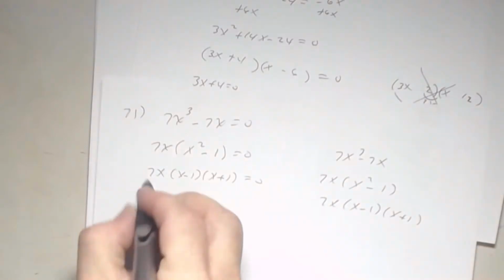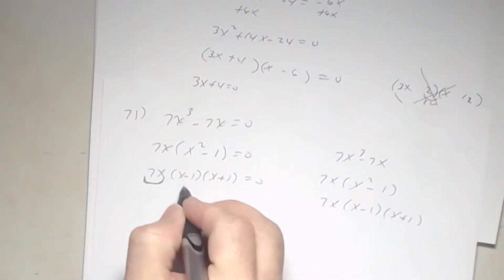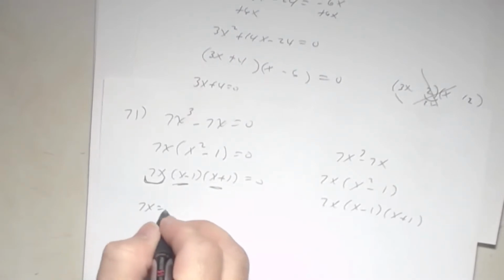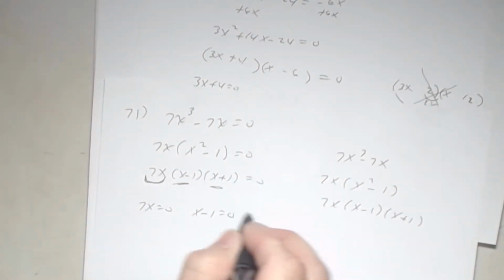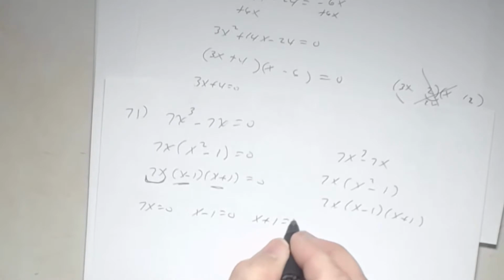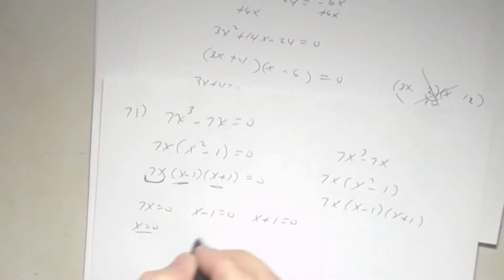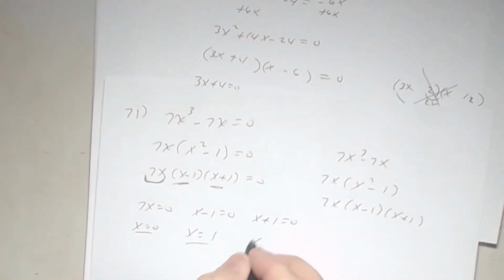Now what are you going to do with this right here? Zero factor property. It says set each factor equal to 0. So you can think of this 7x as one factor, and you have this x minus 1 and this x plus 1. So you have 7x equals 0, x minus 1 equals 0, and x plus 1 equals 0. So x equals 0 on the first one, x equals 1, x equals negative 1.